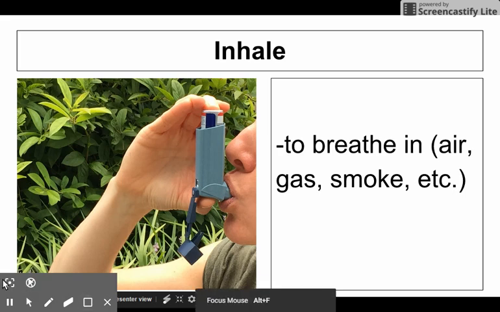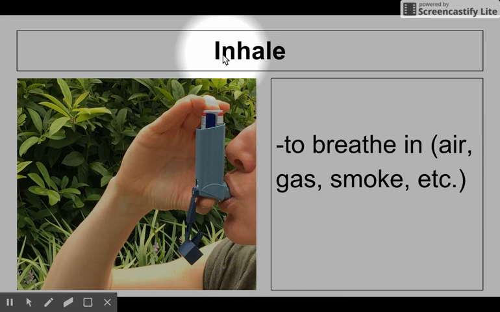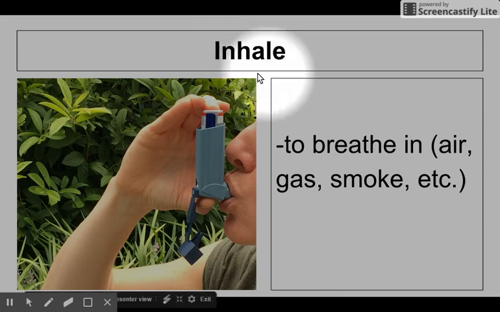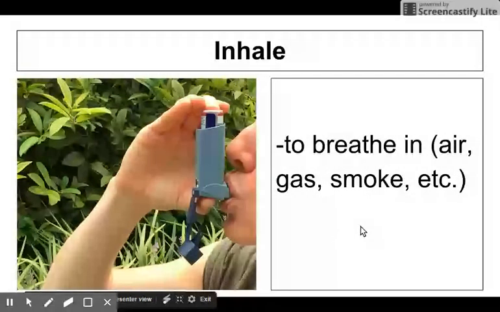Inhale. We have another word wizard root here. In is the easiest word wizard root ever because it means in. Sometimes it means not, but in the word inhale, it means to breathe in. This is a word you probably will also hear about in your health class. Breathing in air is something we all do, but also there are things that you can inhale that are not good for you, like smoke.